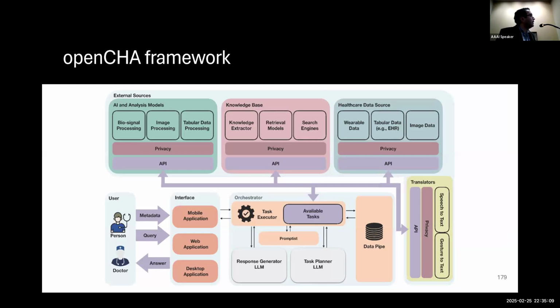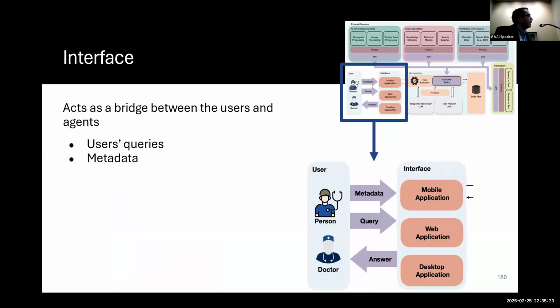So this is how this framework works. As you can see, first we have an interface, which can be a mobile application, web application, or desktop application. It's the bridge between the users and agents, and it receives the queries from the users and metadata, which could be text, images, or medical tests or something. All of these could be considered as metadata.